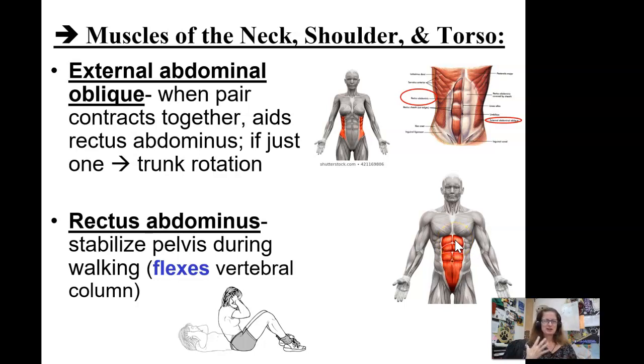But once you contract these muscles here, they are going to cause your trunk to go into that flex position. So this person down here, they are engaging those rectus abdominal muscles, and it's causing them to be able to perform that sit-up motion.